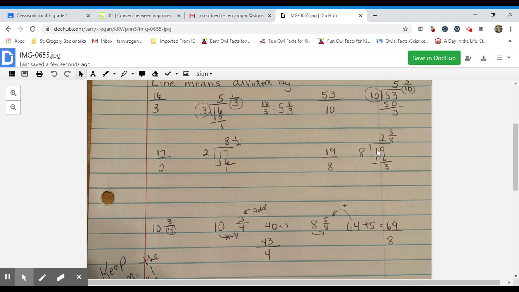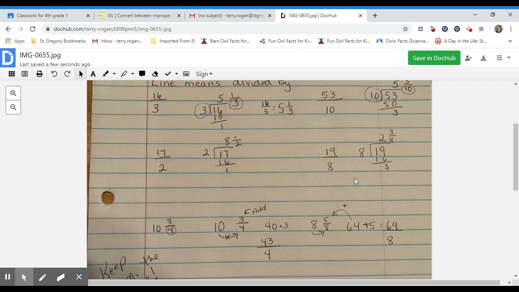Here we have 19 divided by 8. How many groups of 8 go into 19? 2. 2 times 8 is 16. When you subtract, you get 3. So instead of writing your remainder as R3 like we used to do when we were doing division, now we're writing it as a fraction, and we're writing it as 3/8 because it's eighths that we're dealing with. So 19/8 is equal to 2 3/8.